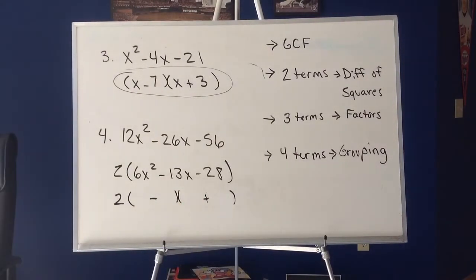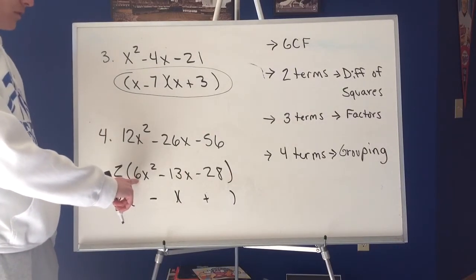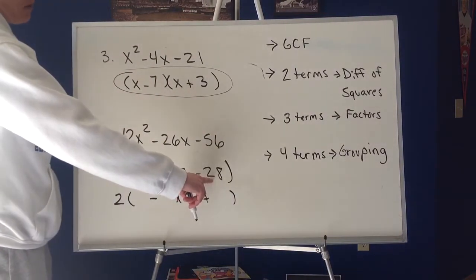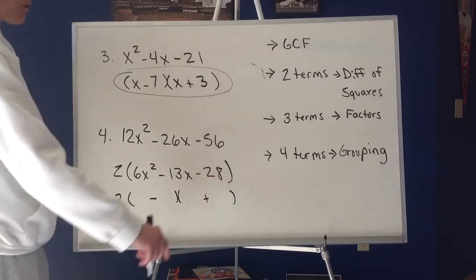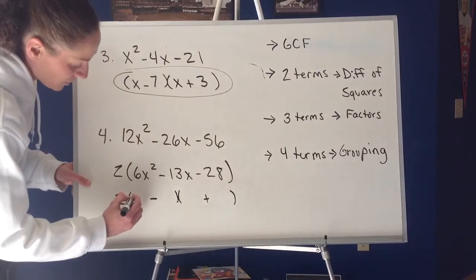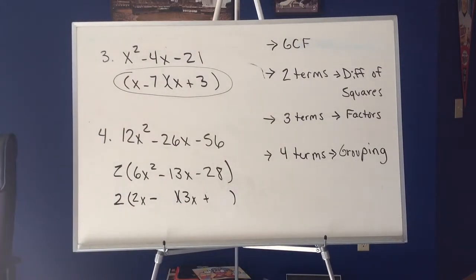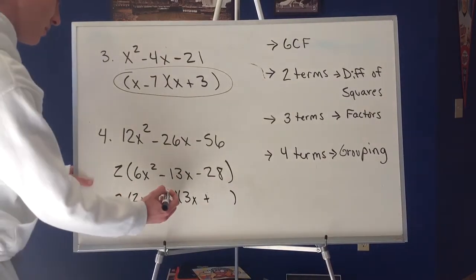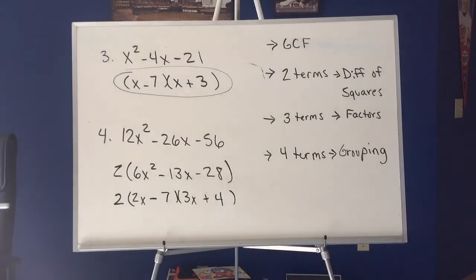Now this one might take a little work because I have some options. I can pick 1 and 6 or 2 and 3 here. Okay, I've got 1 and 28, I've got 2 and 14, and you've got 4 and 7 as your options. Again, try to pick the ones that are closer together if you can. So I'm going to try a 2x and a 3x first. And then, let's see, could go 7 and 4.